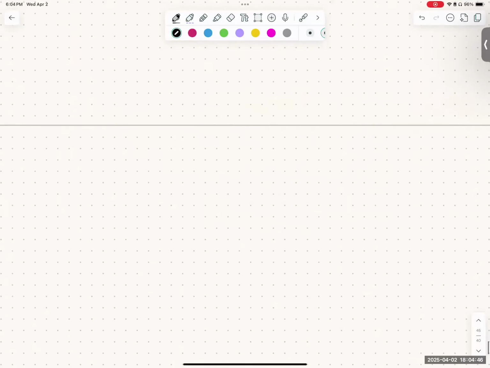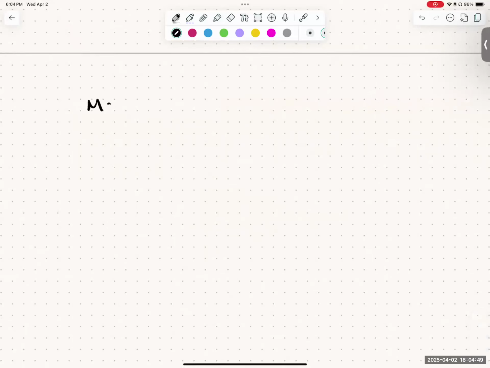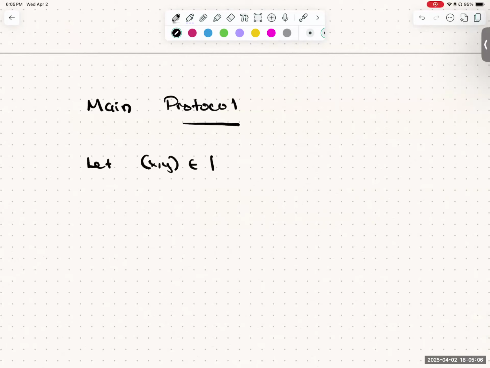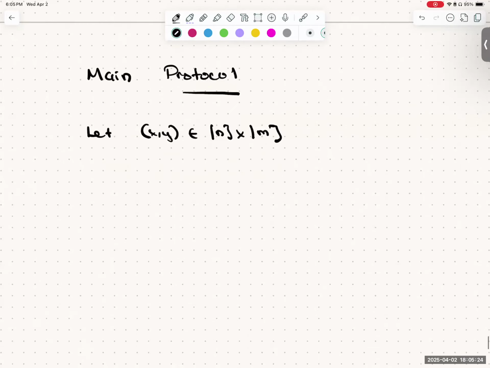Okay, so let's get to the main protocol. It seems I'm running a little bit late, but I think we'll get through the main protocol, its security, and maybe a little bit past that. Okay, so the main protocol is as follows. Let X, Y be in N cross M. N and M are decided as before. N has to be even, M has to be equal to something that's 5 mod 8. And for notation, by this I mean 1, 2, up to N, and similar notation for M.